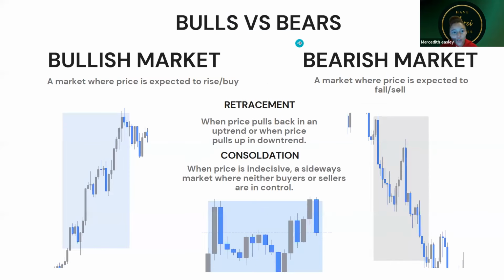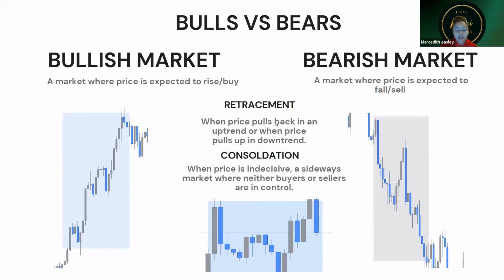So bulls versus bears. When you hear the term bullish market, that is a market where price is expected to rise, buy. Look how this market is buying. That is called a bullish market. All right. And then you also have something called a bearish market, a market where price is expected to fall, sell. As you can see, the market is falling.